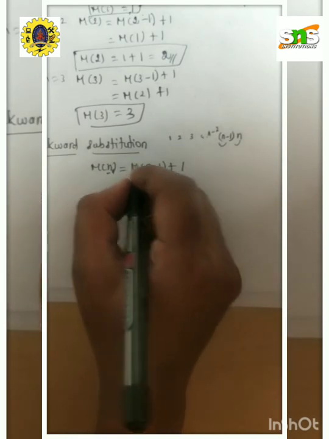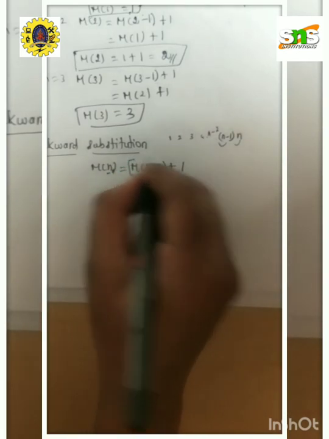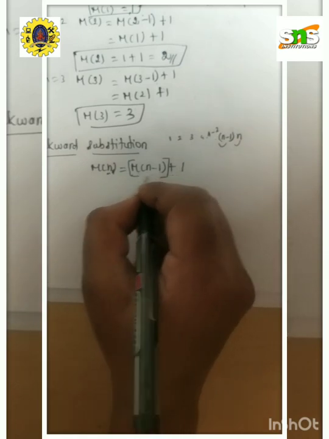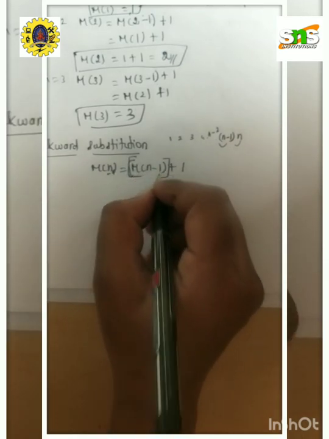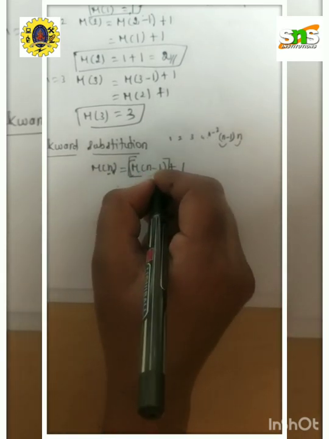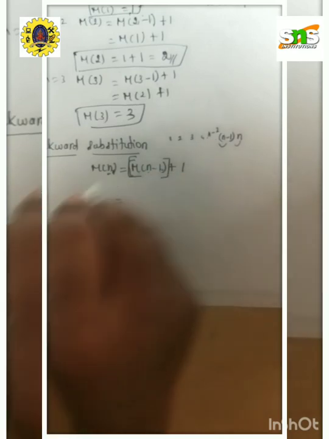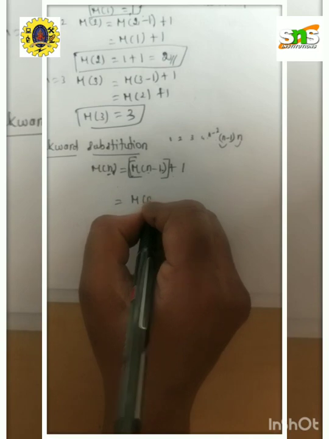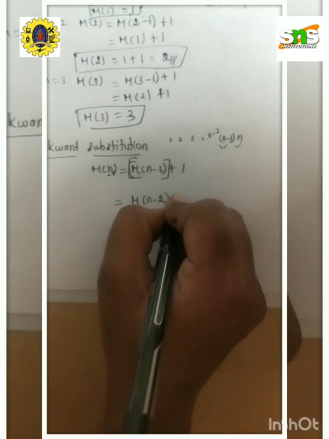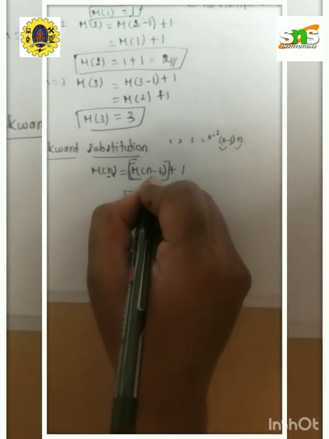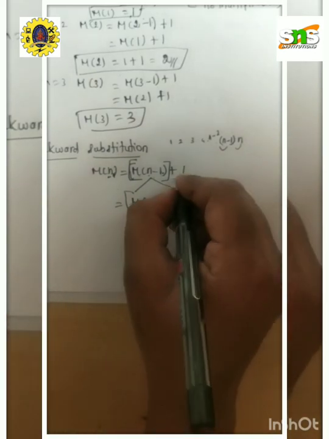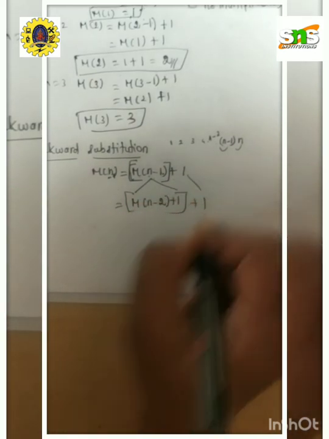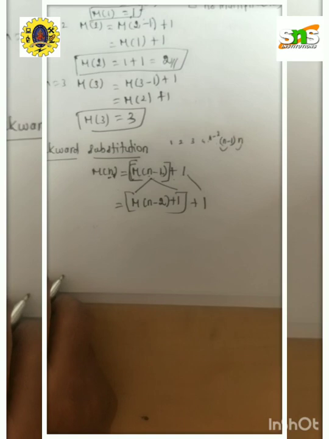Now I am going to substitute in a backward manner for this term. For m of n minus 1, what is the previous term? M of n minus 2, right? So I want to elaborate this term as m of n minus 2 plus 1. So the whole term will be written like this, then this plus 1. This is the first backward substitution.